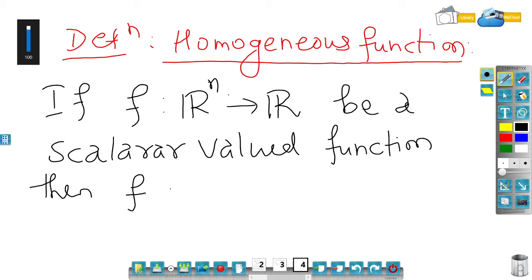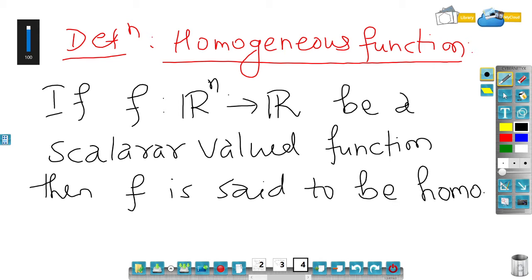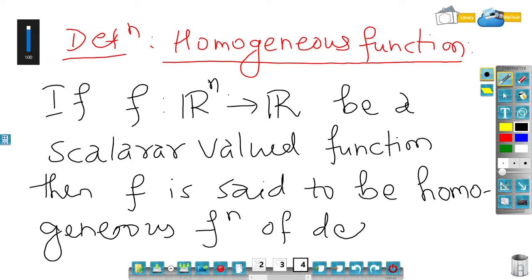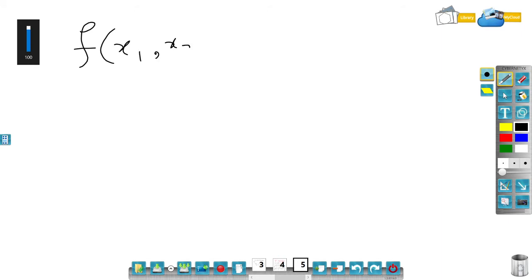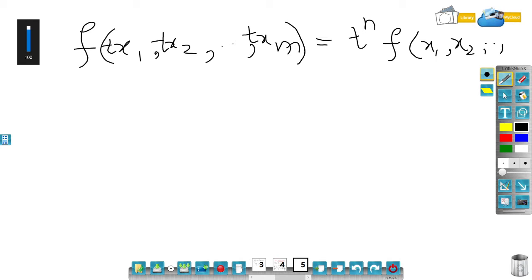then f is said to be a homogeneous function of degree n, note that this n belongs to the rational numbers, if and only if f of t times x1, t times x2, up to t times xn is equal to t raised to n times f of x1, x2, dot dot dot xn, right? So this equation should be satisfied.